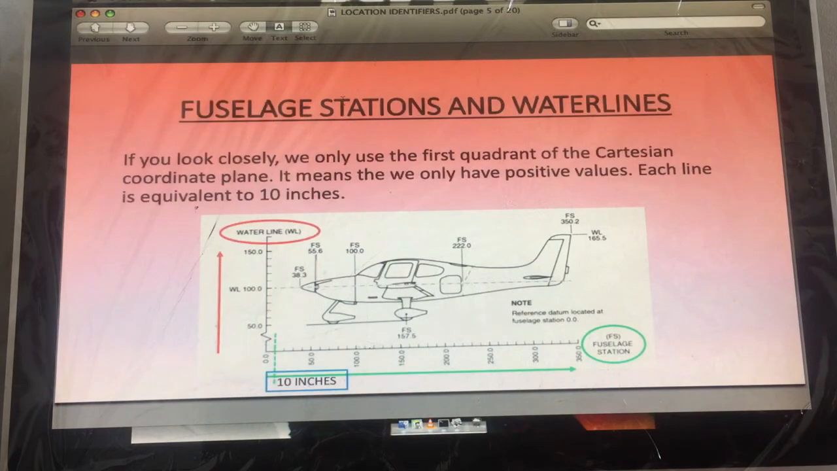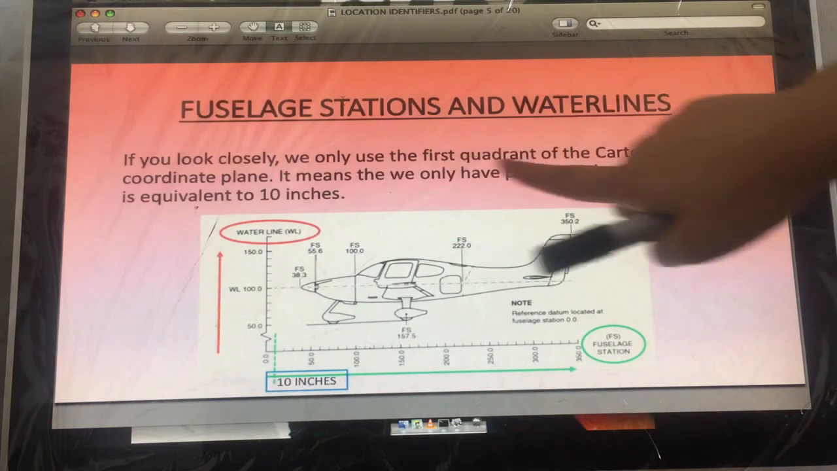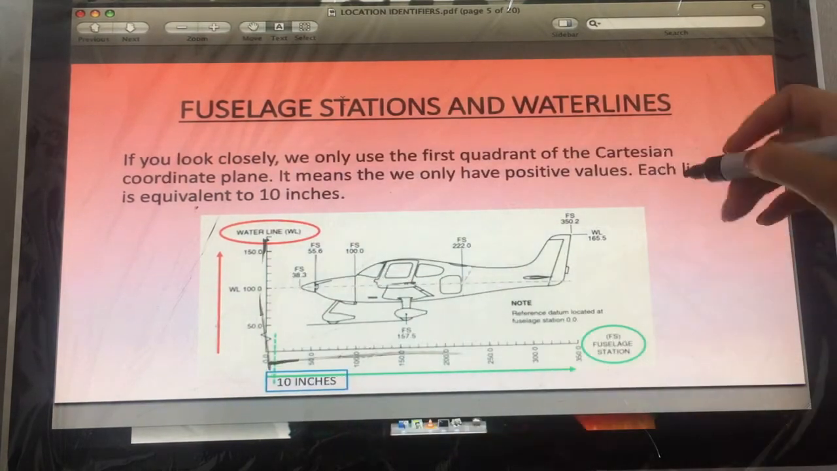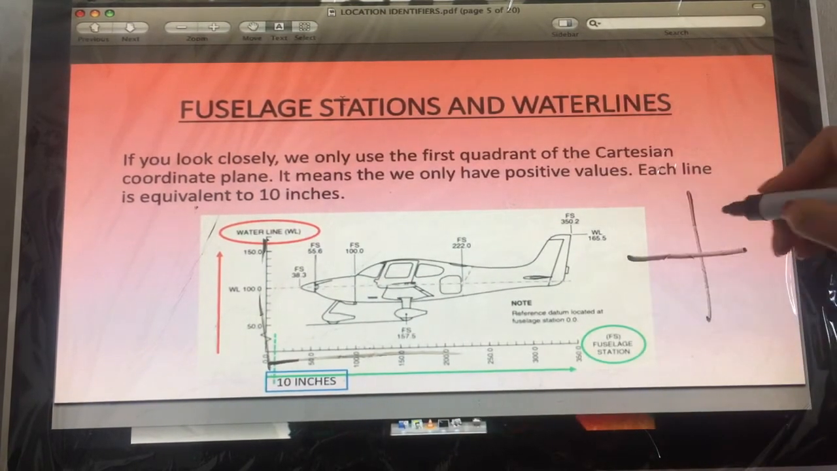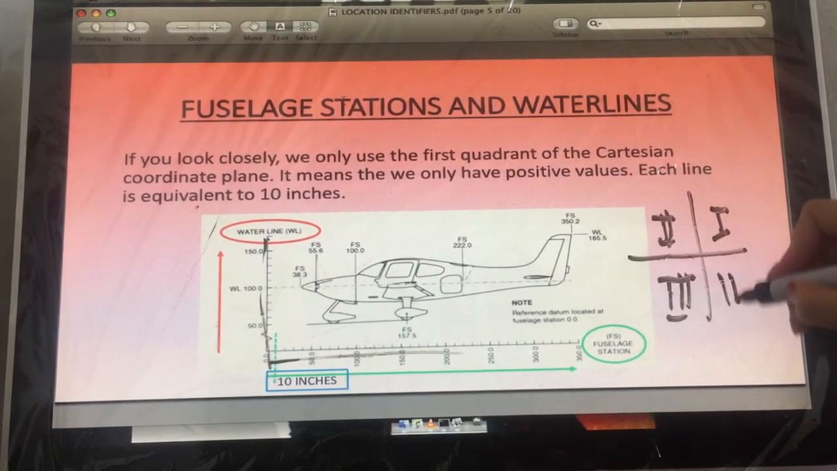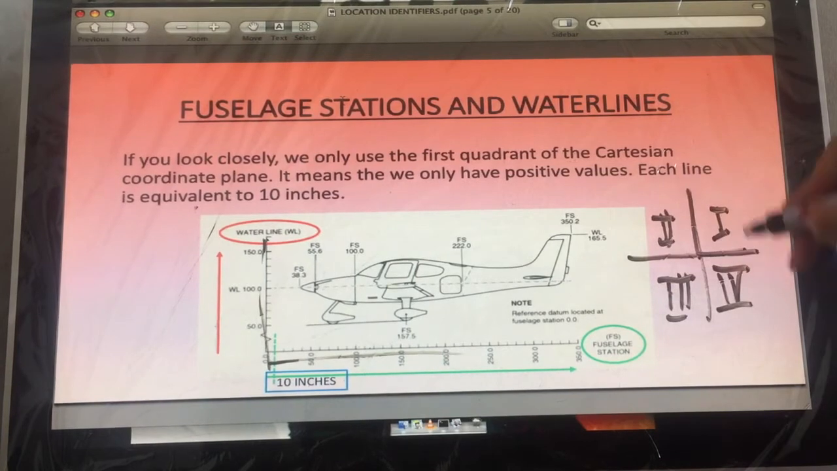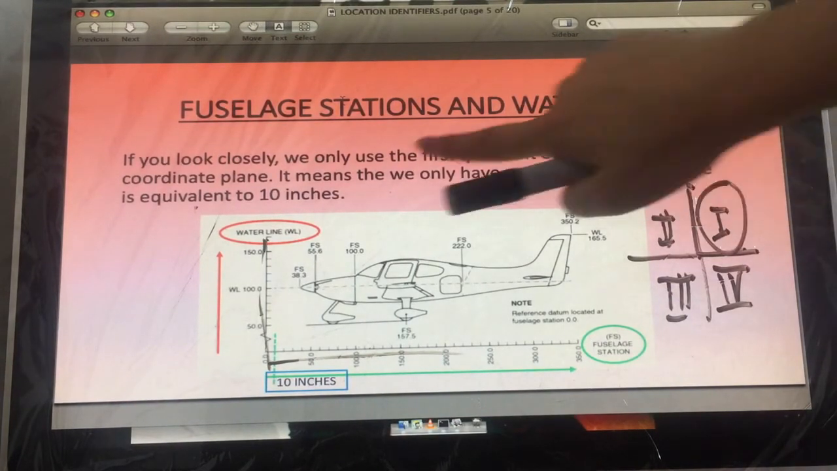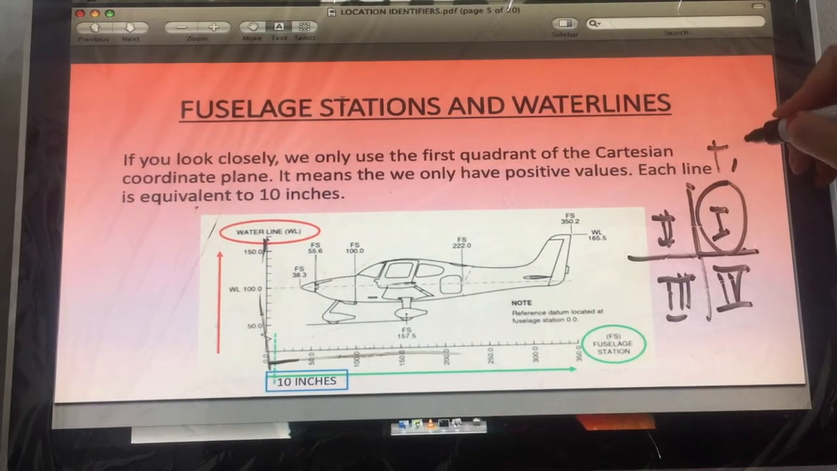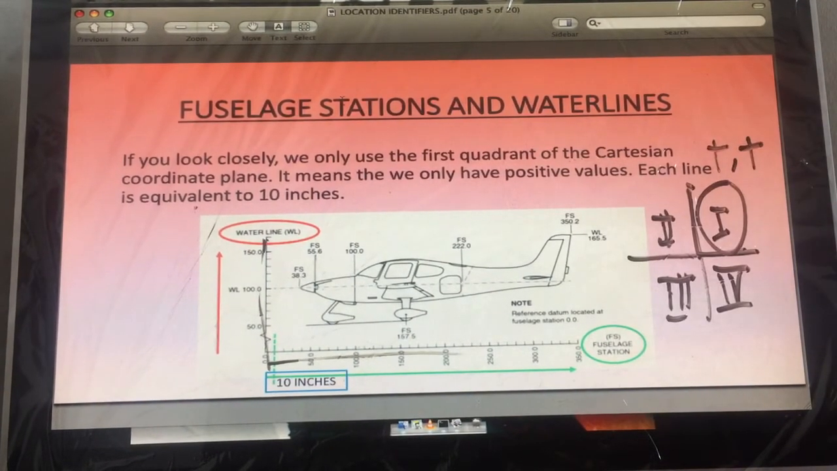If you look closely, we only use the first quadrant of the Cartesian coordinate plane. This is the coordinate plane, with quadrants 1, 2, 3, and 4. We are only going to use quadrant 1, so it means we only have positive values, because the coordinates in the first quadrant are positive, positive. X and Y are both positive.